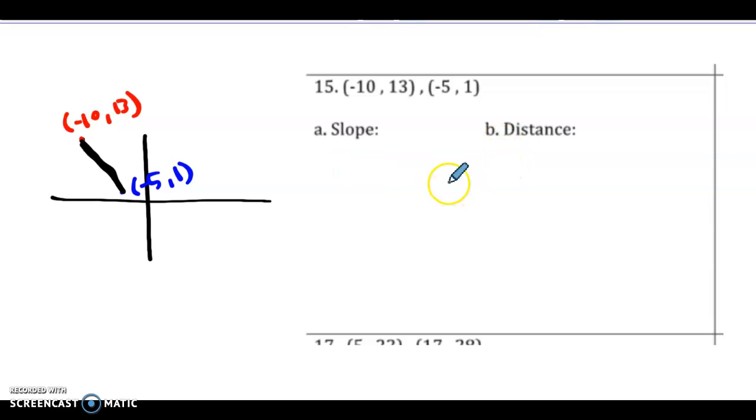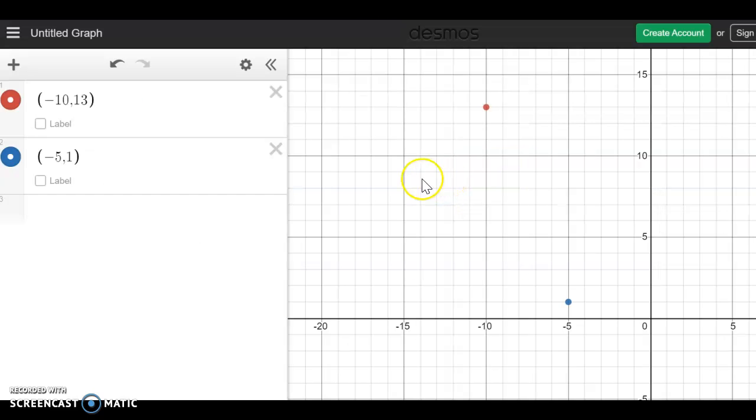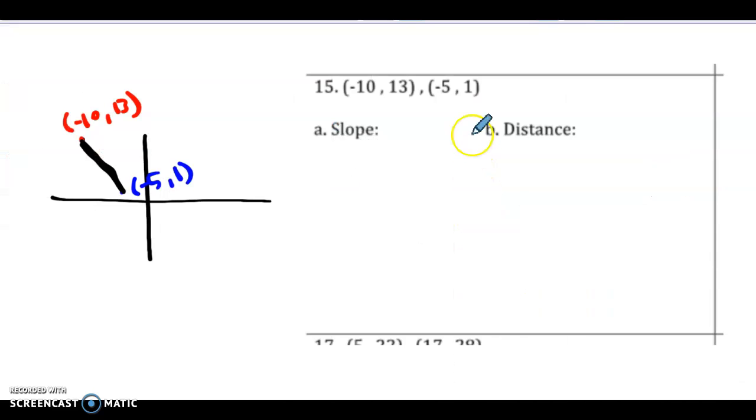The other way that you can do it is you can actually graph it on Desmos. So you just go to Desmos and you enter your parentheses and your numbers exactly the way you see it, and you'll see that same picture. And that can help you find the rise over run here, the lengths of the right triangle. So here's what I need to do.